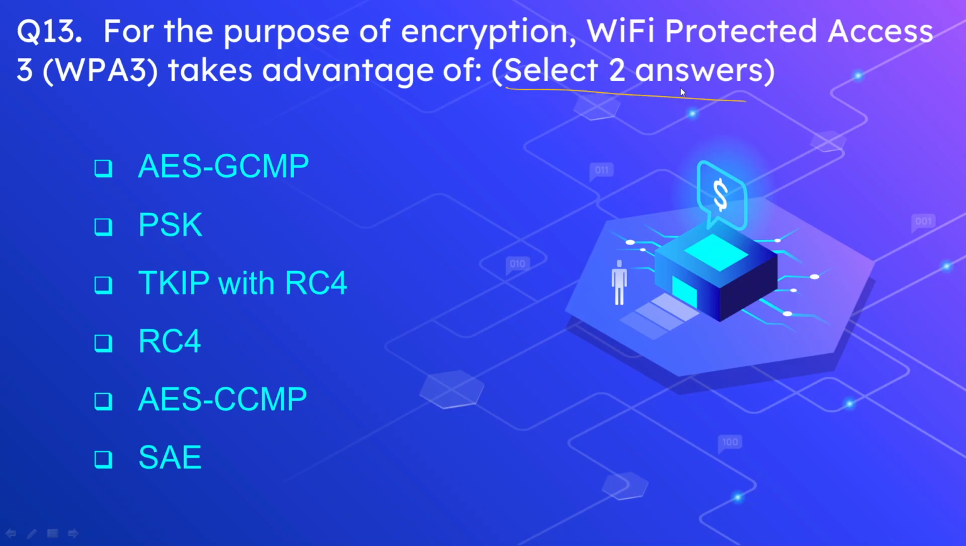Question number 13 is that for the purpose of encryption, Wi-Fi Protected Access 3 (WPA3) takes advantage of, and we have to select two answers, and the options are AES-GCMP, PSK, TKIP with RC4, AES-CCMP, and SAE, and the correct options are AES-GCMP and AES-CCMP.